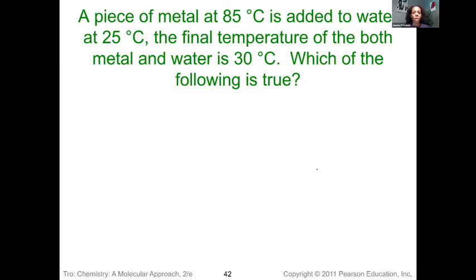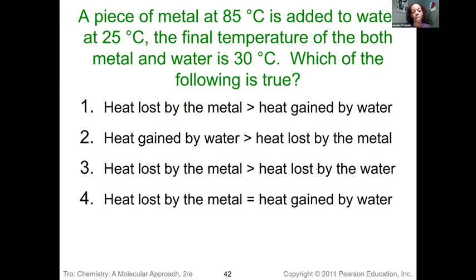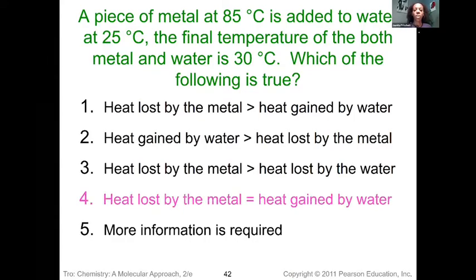And so here it says a piece of metal is added to water at 25 degrees Celsius. The final temperature of both the metal and water is 30 degrees. Which of the following is true? And so we have a couple of options. Heat lost by the metal is greater than heat gained by the water. Heat gained by the water is greater than the heat lost by the water. Heat lost by the metal is greater than heat lost by the water. Heat lost by the metal is equal to the heat gained, or we need more information. Well, we know that number 4 would be the correct answer, because the hot object loses is equal to but opposite what the cold object gains.